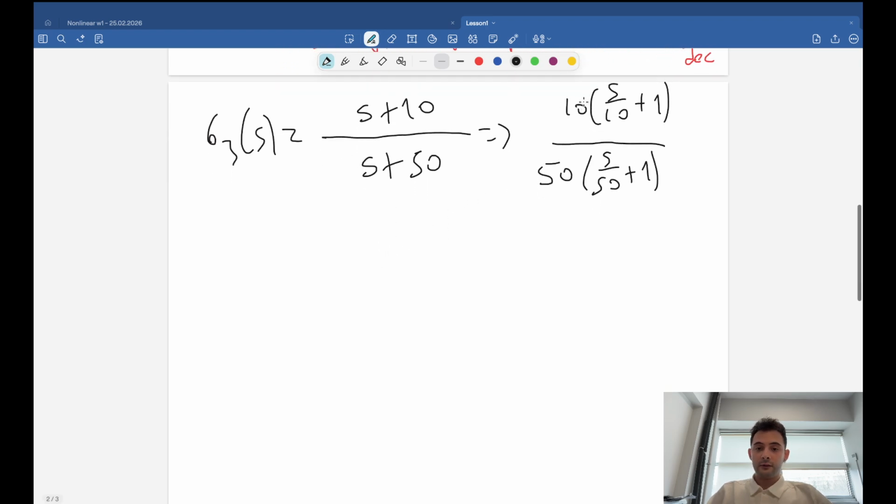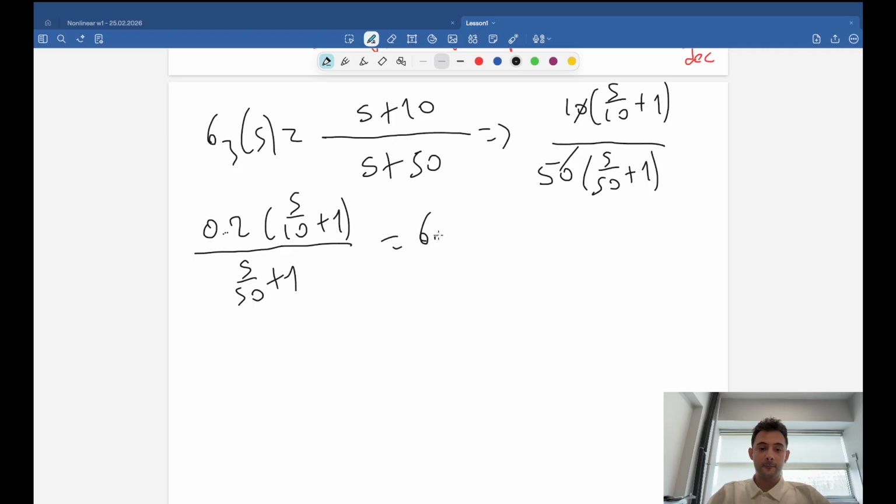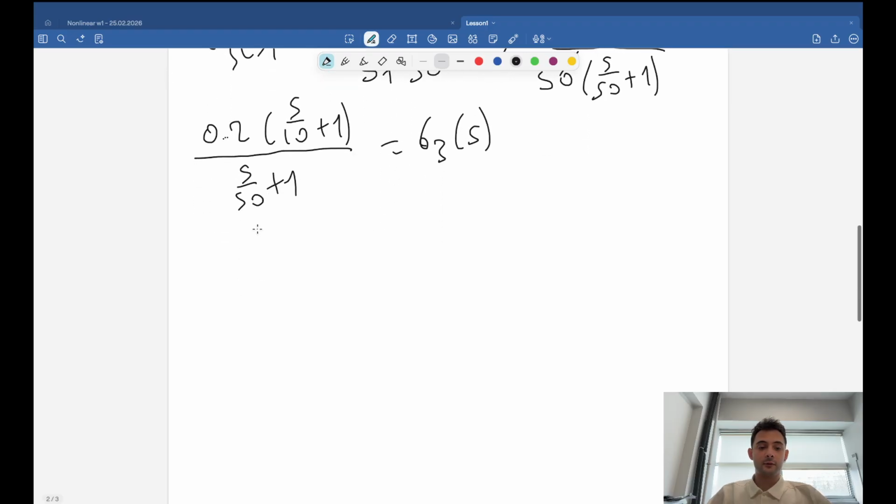So those constants go, and we will have 0.2 times (s over 10 plus 1) over (s over 50 plus 1). Okay, this is our G3. All right, I think that's simple. So let's draw it.